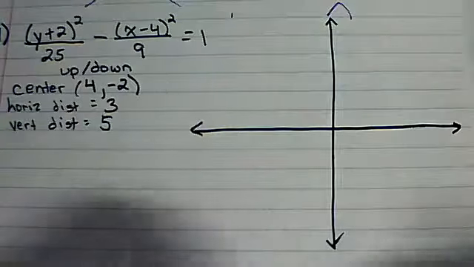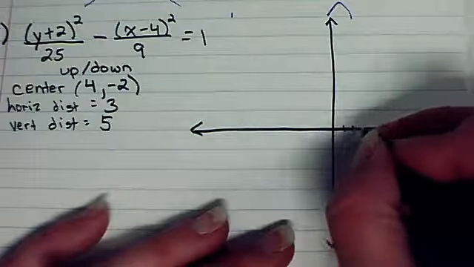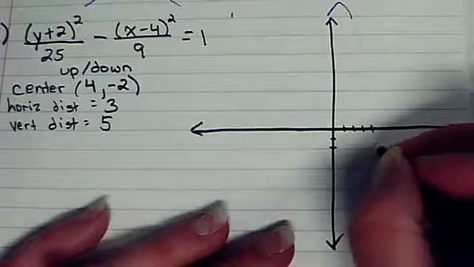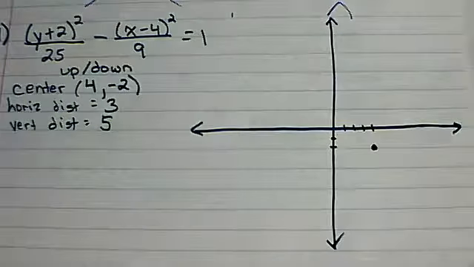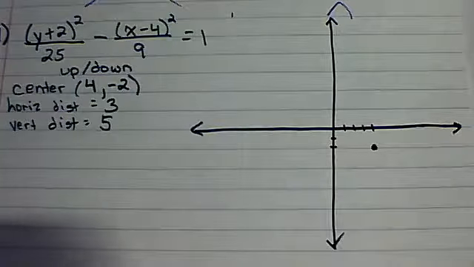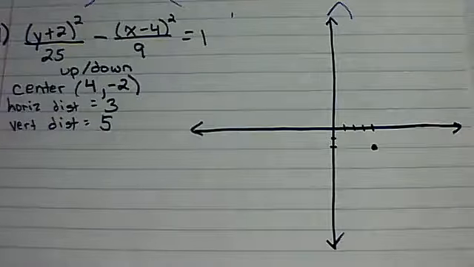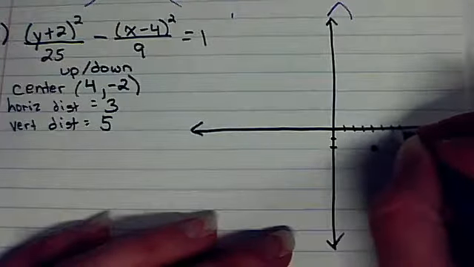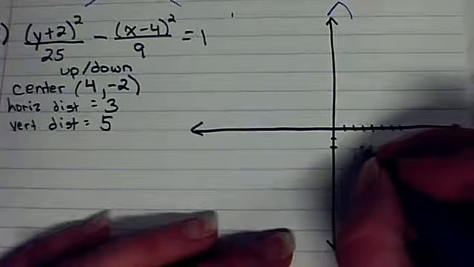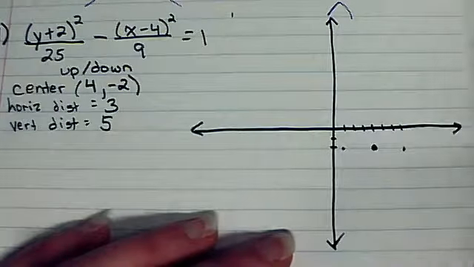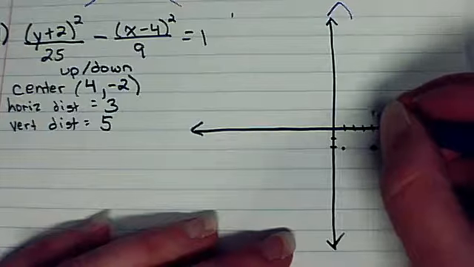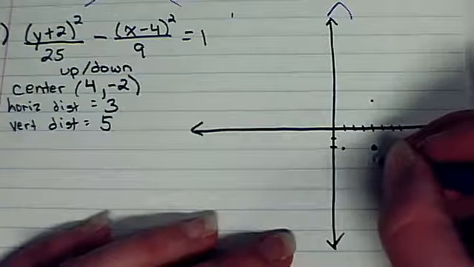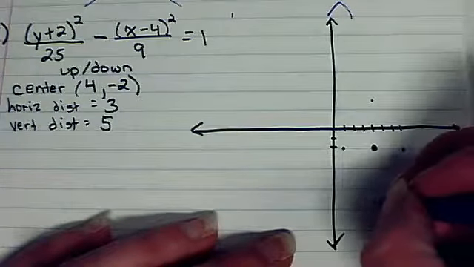Now the first thing I need to do is get that center. So 1, 2, 3, 4, 1, 2. Here's my center. Now I need to get that horizontal distance 3 and the vertical distance 5. So I'm going to count over horizontally 1, 2, 3 and put a dot. Up and down 5. 1, 2, 3, 4, 5.